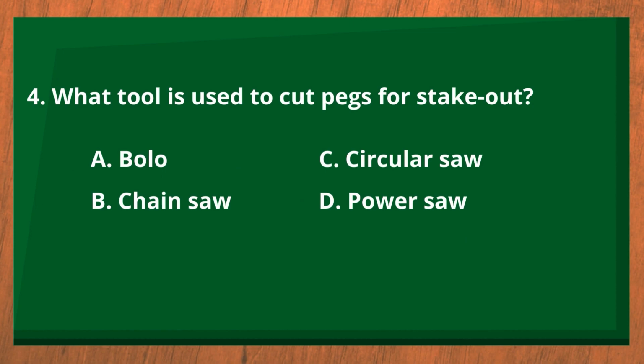Number 4. What tool is used to cut pegs for stake out? A. Bolo. B. Chainsaw. C. Circular saw. D. Power saw. The answer is A. Bolo.